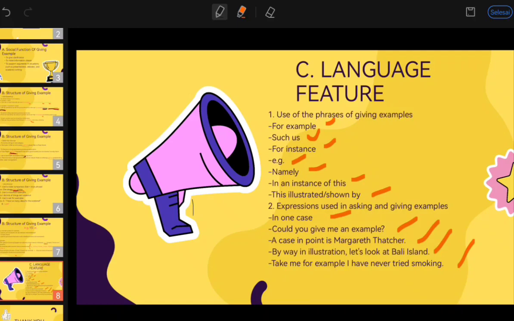A: In one case, could you give me an example? B: A case in point is Margaret Thatcher. In illustration, let's look at Bali Island. Take me for example, I have never tried smoking.